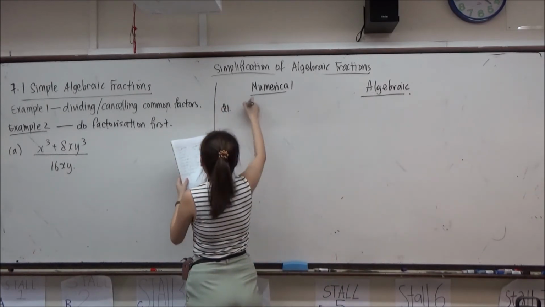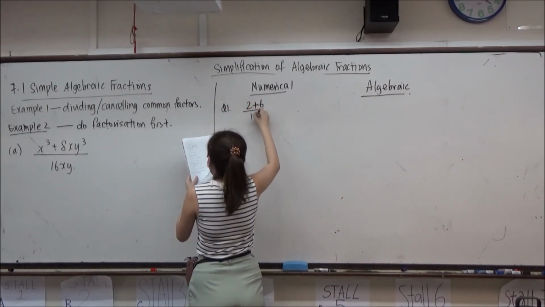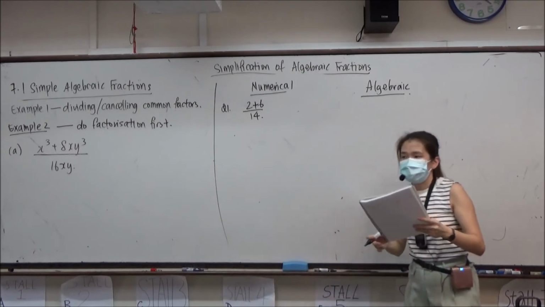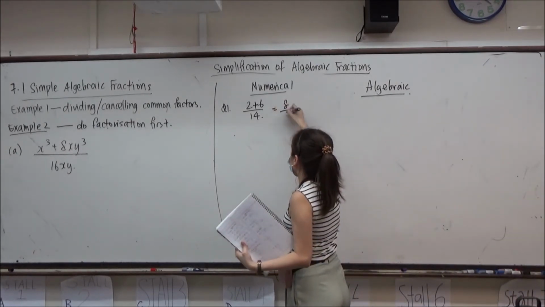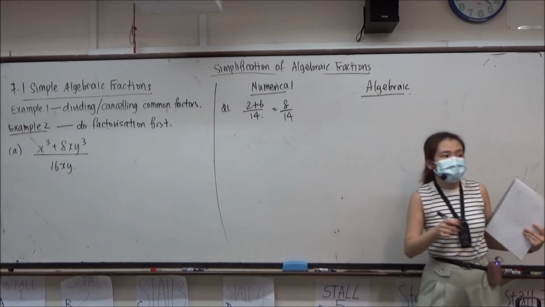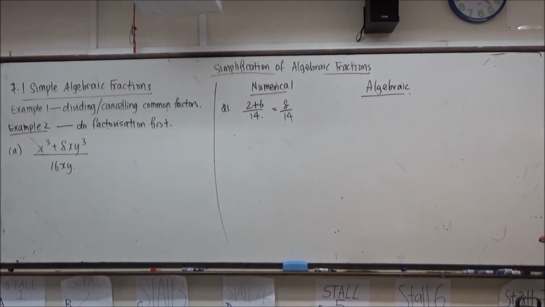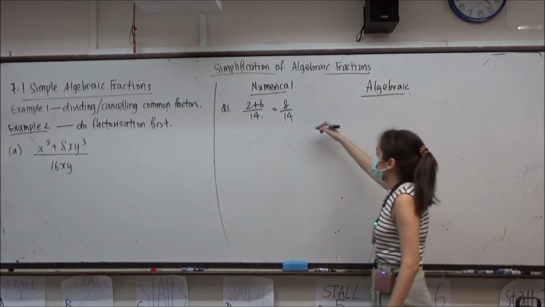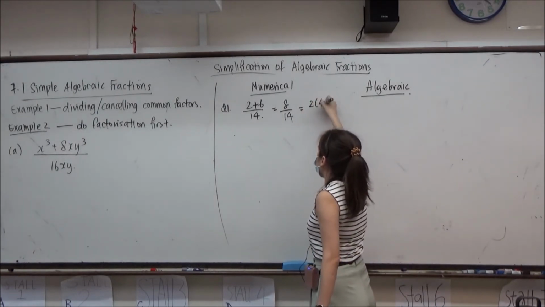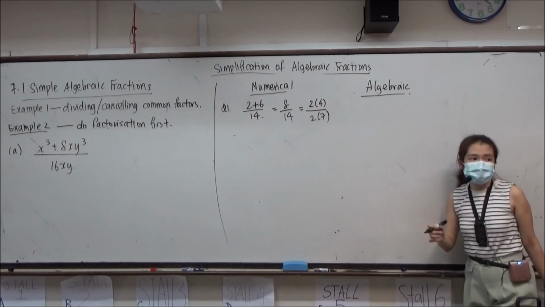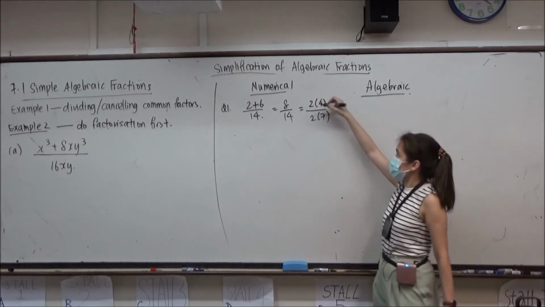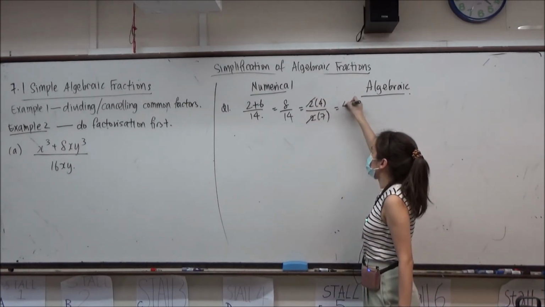First one, if I have 2 plus 6 over 14, I know that 2 plus 6 is 8. So 8 over 14, right? And then we see that there's a common factor of 2. If I were to be very detailed in the working, I'm actually saying this, then I cancel, so my answer is 4 over 7.